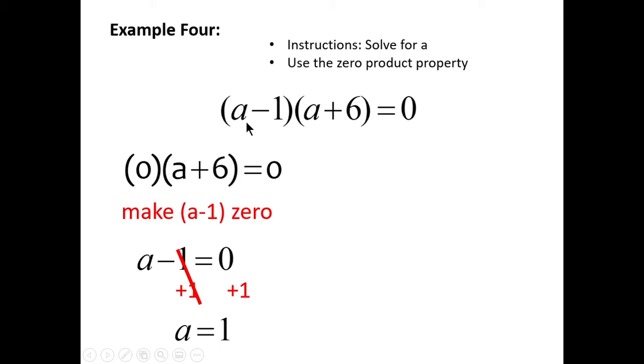So we have solved this equation for a. For a equals 1, is this true? Yes, it is, because 1 minus 1 is 0, and 0 times a plus 6 is 0.